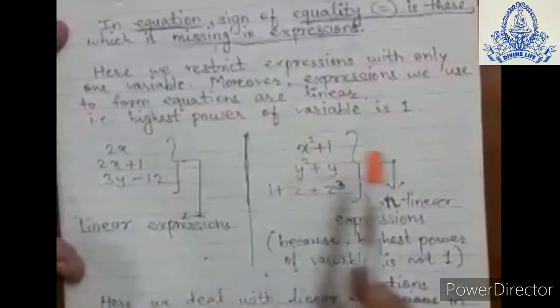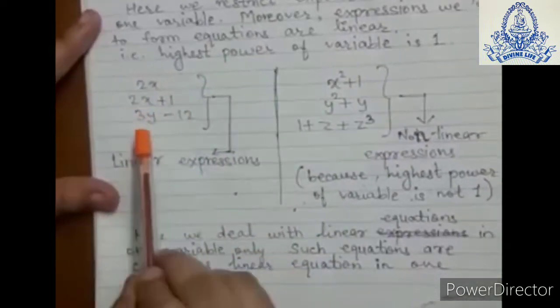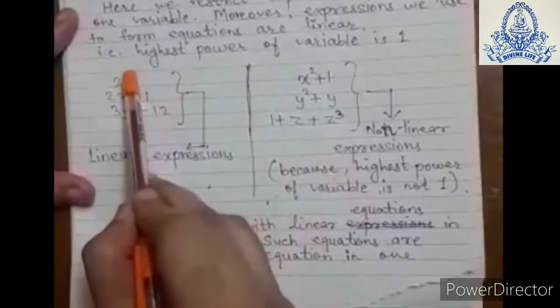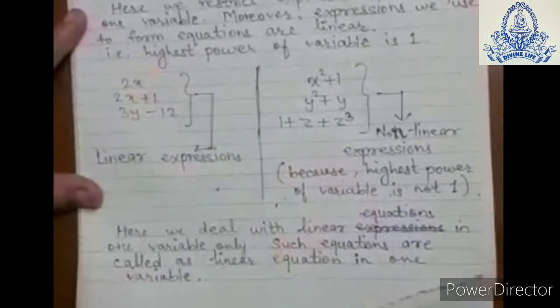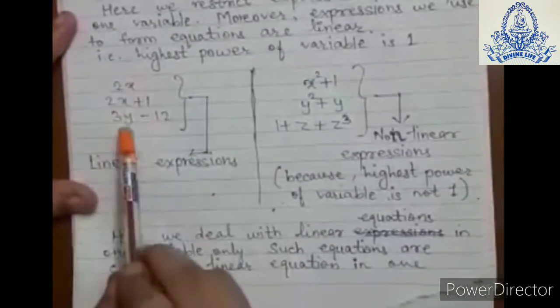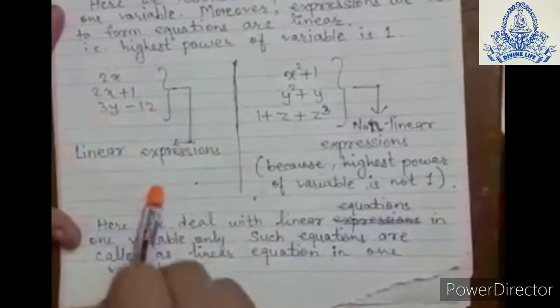Now see some examples of expressions: 2x, 2x plus 1, 3y minus 12. In all three expressions you can see there is one variable. What is the highest power of this variable? Of course 1. Here also it is 1 and here also it is 1. So they are called linear expressions.